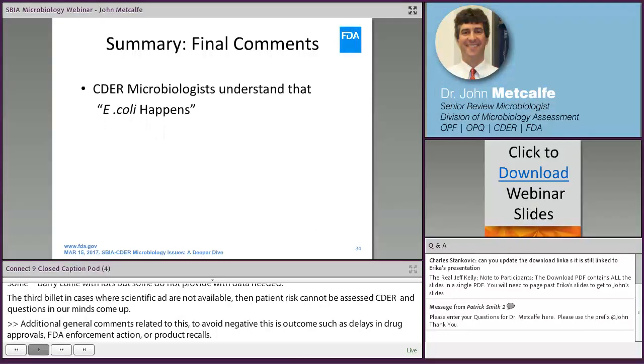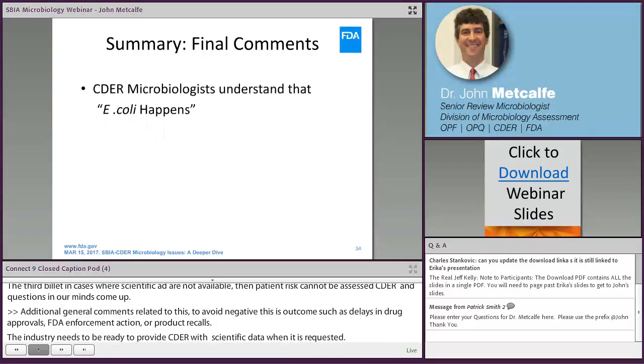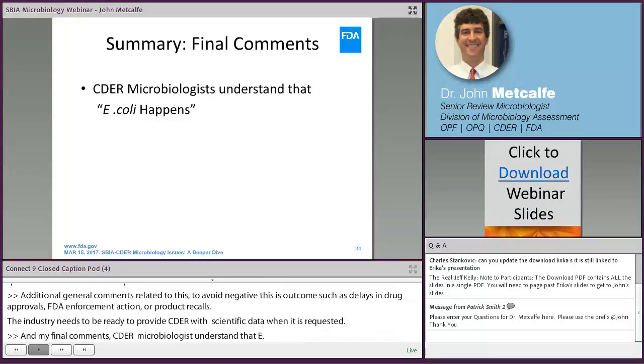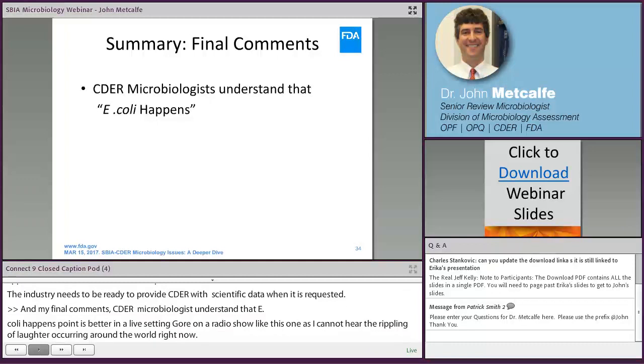In my final comments, CDER microbiologists understand that E. coli happens. And, you know, this bullet point is probably better in a live setting than on a radio show like this one, because I can't hear the rippling of laughter that's occurring around the world right now. I'm hoping that you're not confused by why I'm bringing up E. coli in a discussion of Burkholderia.